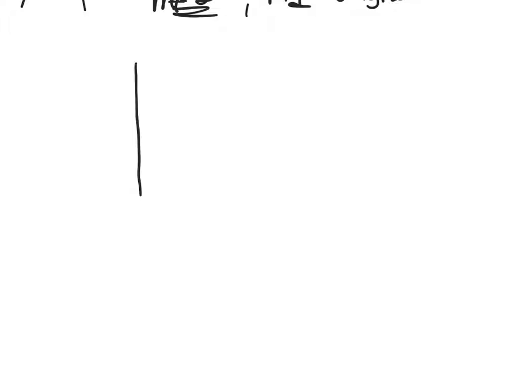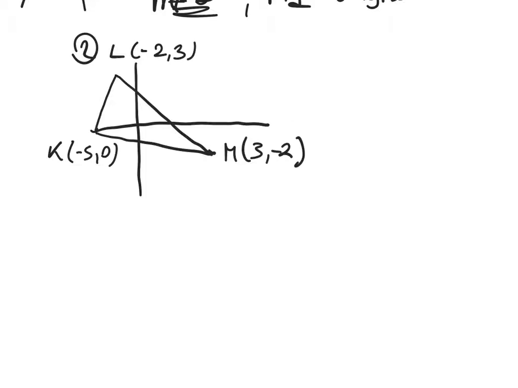Okay, next let's look at example 2. Given that K, L and M are the points (-5, 0), (-2, 3) and (3, -2) respectively, prove that KLM is right angled at L. Okay, so we need to prove that these lines are perpendicular. So let's first of all find the gradient of KL.